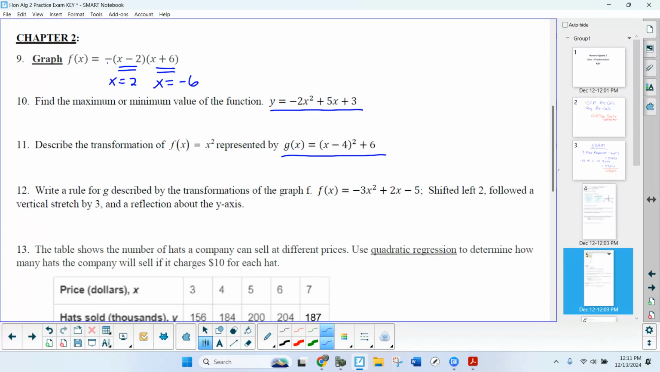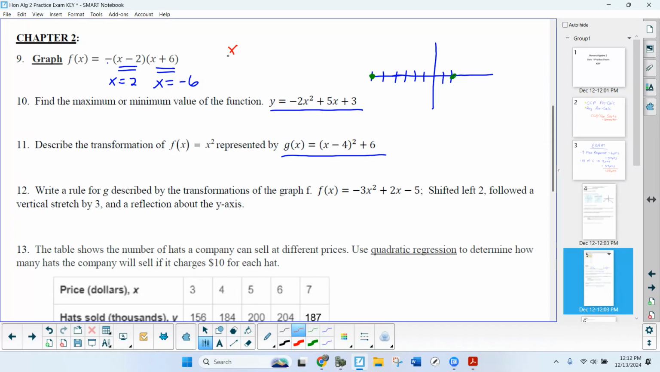Now we know this is a quadratic. So we're saying, okay, it's going to cross here at 2, and it's going to cross over here at 1, 2, 3, 4, 5, 6. Now, how do you find the axis of symmetry between those? Well, it has to be in the middle, so you just add 2 and negative 6 and divide by 2. So what's 2 plus negative 6? Negative 4. Divide by 2, you get what?